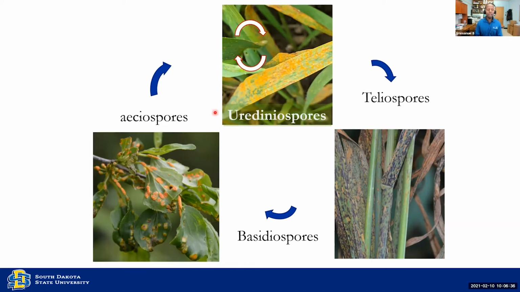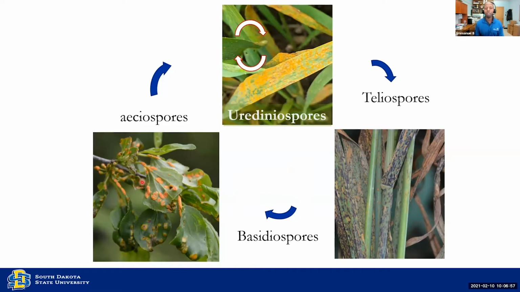Again, as any other rust pathogen, it will require another host for it to complete its life cycle. And in South Dakota, we do have a lot of buckthorns, and I will mention that this is a risk factor for this disease. And so we have plenty of inoculum coming from these alternative hosts.